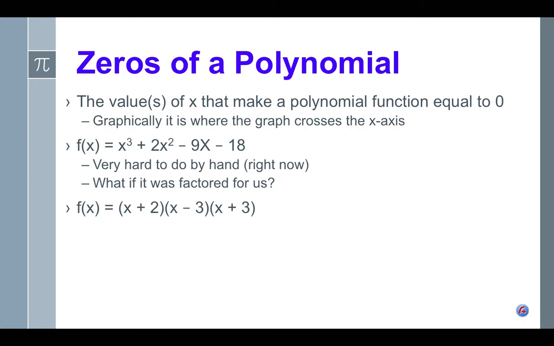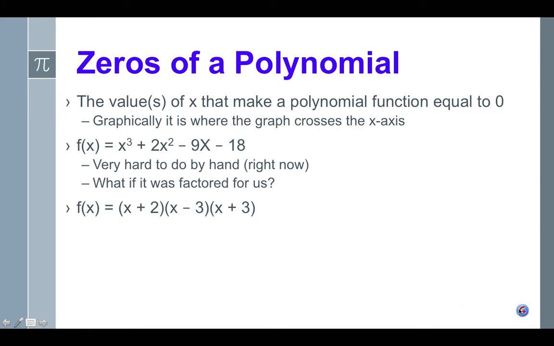So I have this problem here that's the same equation. f of x is equal to x plus 2 times x minus 3 times x plus 3. When you FOIL these together, you actually get this original thing. That might be a precursor to what's going on later in the unit. We're going to be figuring out how to factor this cubic. But right now, we're going to be looking at factored forms.